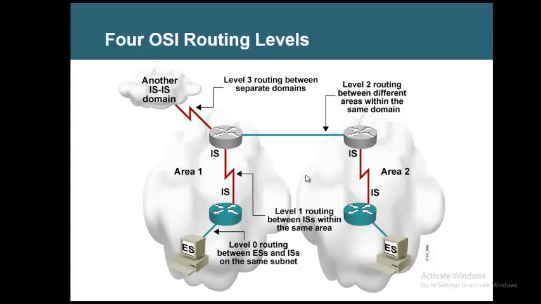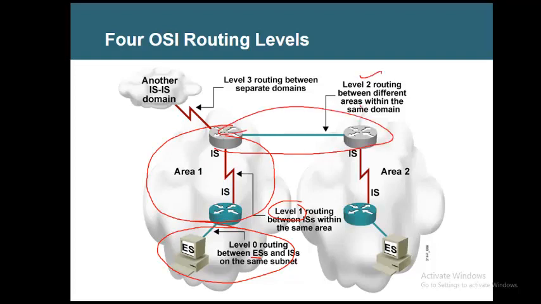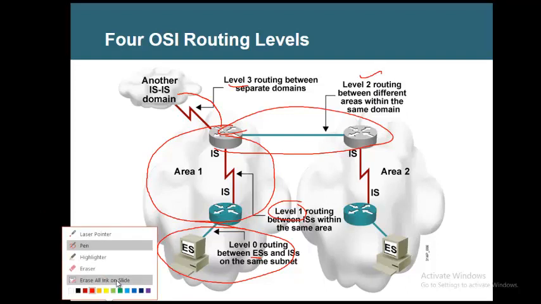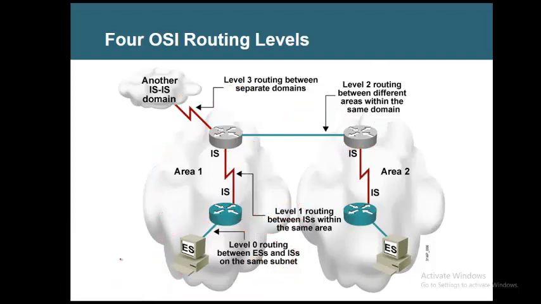Now, what I want to show here is, we don't have level zero anymore. Between end systems, we don't do any association. We have L1, which we already learned, within an area, and L2 between areas. And when you are taking routes from another ISIS domain and redistributing them, it is considered to be L3. But according to me, you don't have a command called L3, so don't worry about it. There is no level 3 command. So you have L1 and L2.